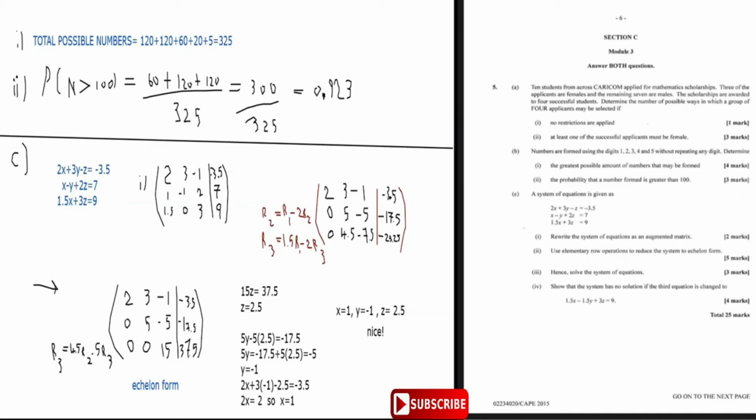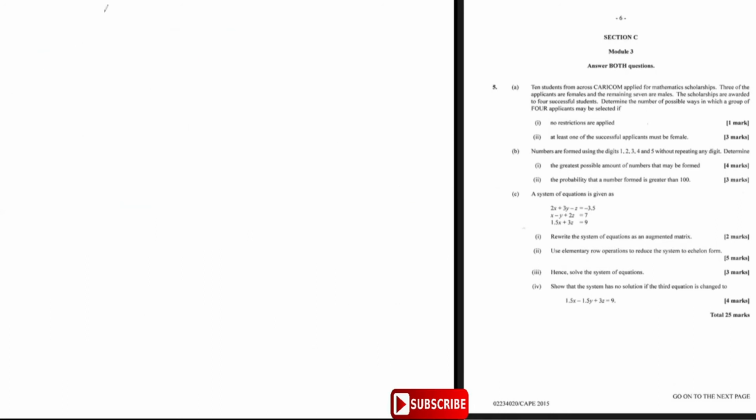All right, now let's look at the last part. It says, what if we had, show that no solution exists if the third equation is changed to 1.5x minus 1.5y plus 3z equal to 9. So the third equation, if we were to change this now, let's write it around here. What if we were to change the third equation?